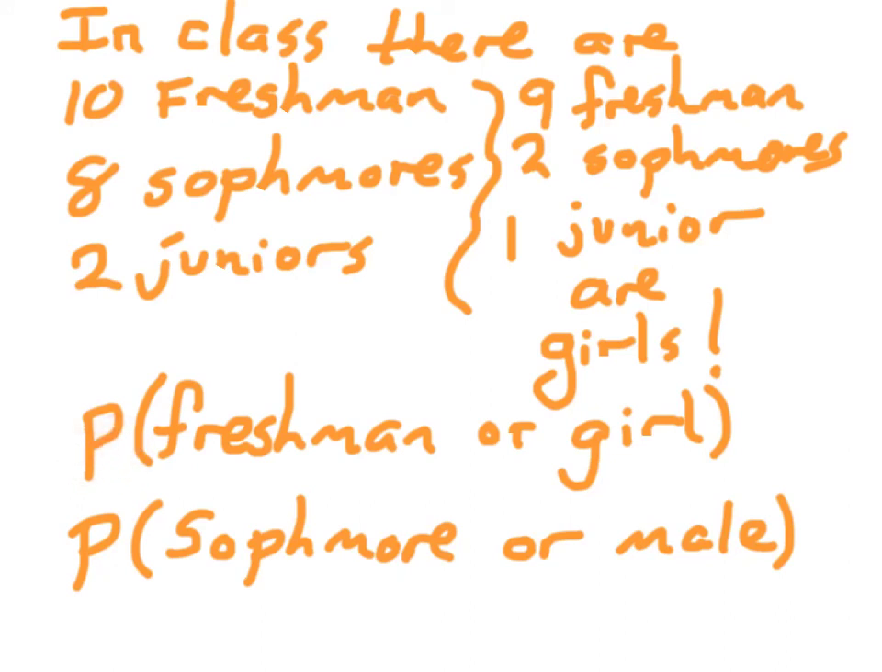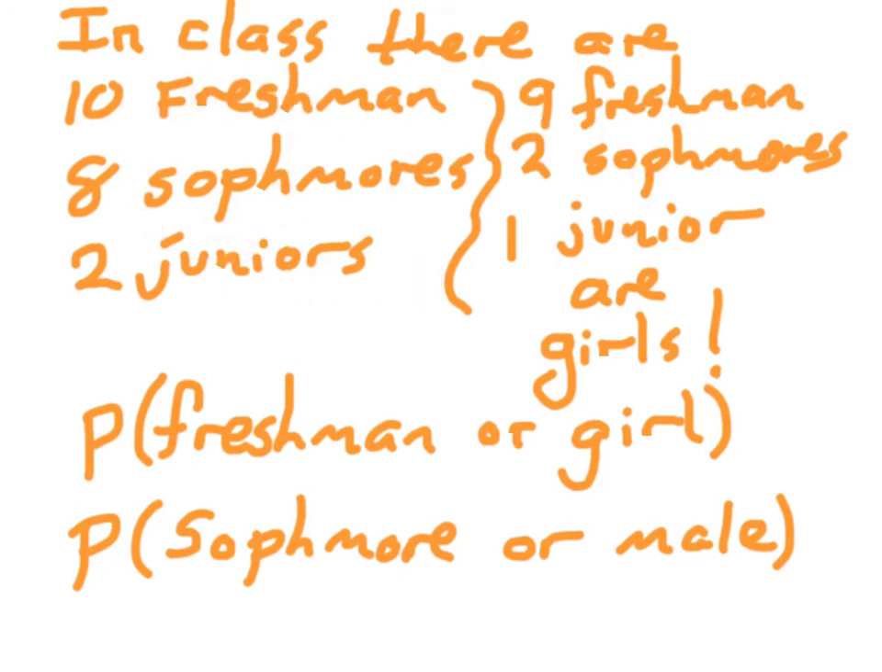Now, what's the probability, if you're going to select someone from the class, a name at random, that you would get a freshman or a girl? Be careful about mutually exclusive. You're going to have to think about this one. The second question is, what's the probability that you would get a sophomore or a male? So you're going to need to think about how many overlaps you have.